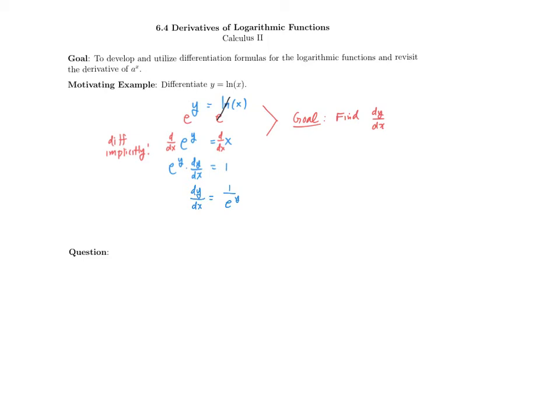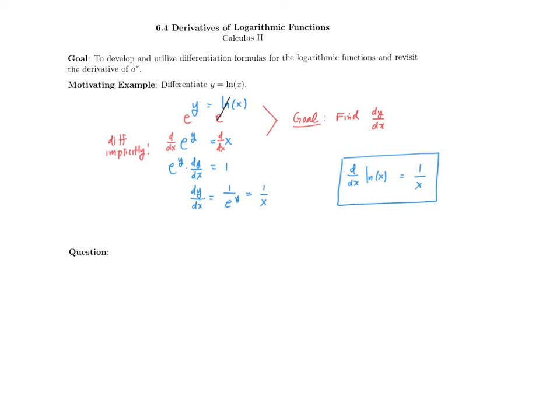But recall, we want to write this in terms of x, and if we look above, specifically at our second line before we differentiate it, e to the y is simply x. So this is 1 over x. And believe it or not, that does it for us. What we have found is that the derivative of the natural log of x is 1 over x.